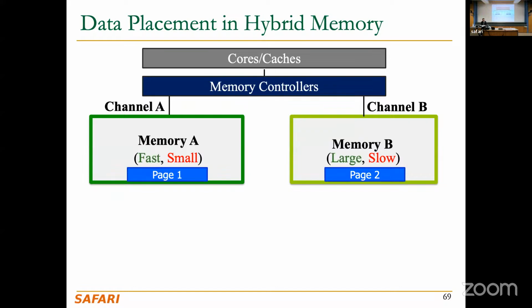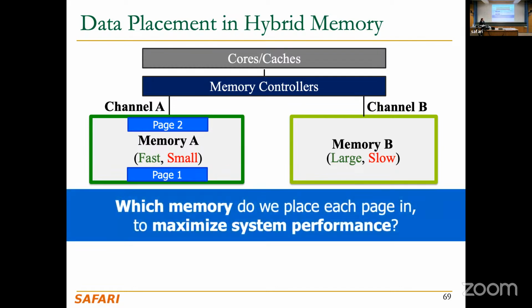And we want to utilize the fast memory as much as possible to benefit from the performance, right? Then we migrate the pages in the slow memory to the fast memory if they are accessed very frequently. And then we need to decide which memory to place each page in, to maximize the system performance. However, when we utilize memory A as much as possible, it can cause a lot of pages to be stored there and accessed very frequently. So it can be a bottleneck for memory A.